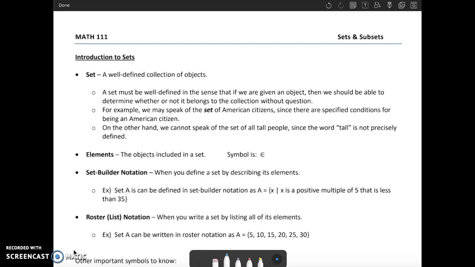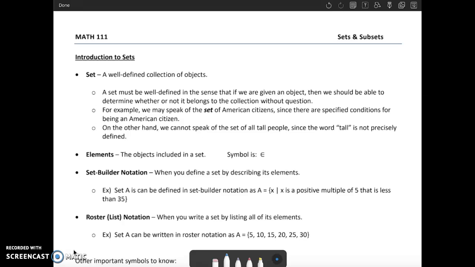On the other hand, it says we cannot speak of the set of tall people because the word tall is not precisely defined, right? That could be debatable. What is the cutoff for tall? Other people have different opinions about that. So that's what we mean by a well-defined definition for a set: there is a very clear way to tell whether an object is part of the set or not.